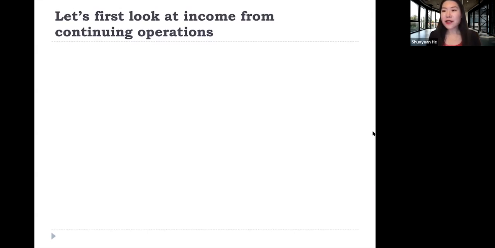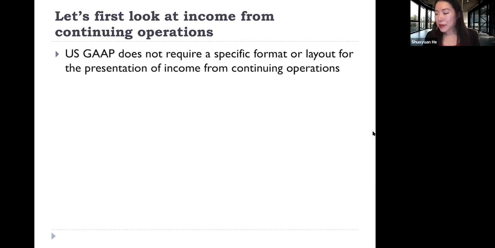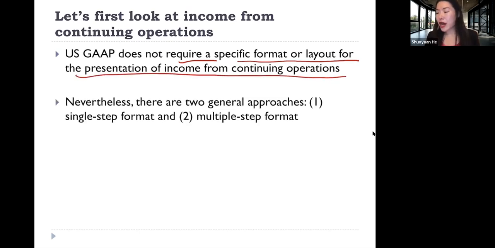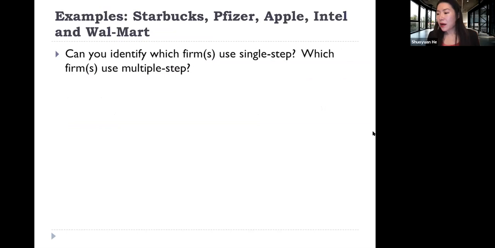So now let's first look at income from continuing operations. US GAAP does not require a specific format or layout for the presentation of income from continuing operations. However, there are two general approaches here. One is called single step. The other is called multiple step. We mentioned it just several minutes ago, but I'm going to talk about it more in a minute.